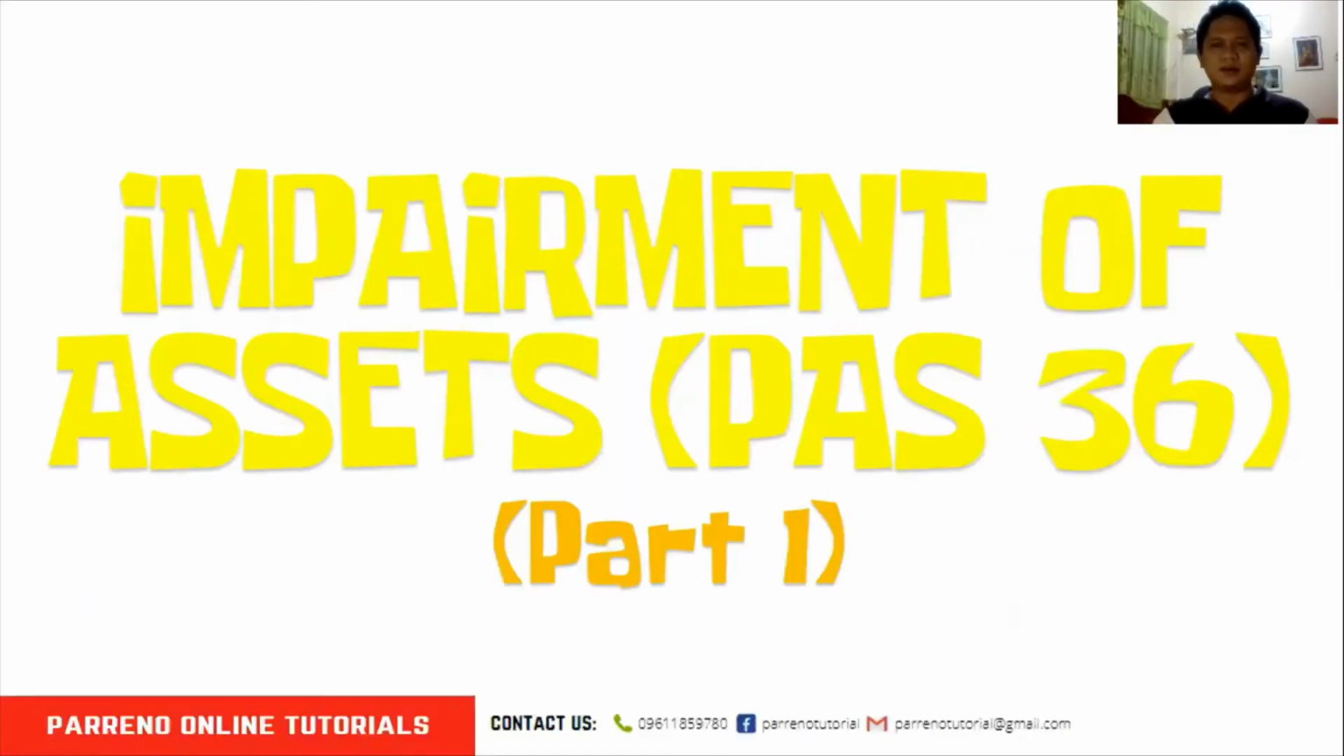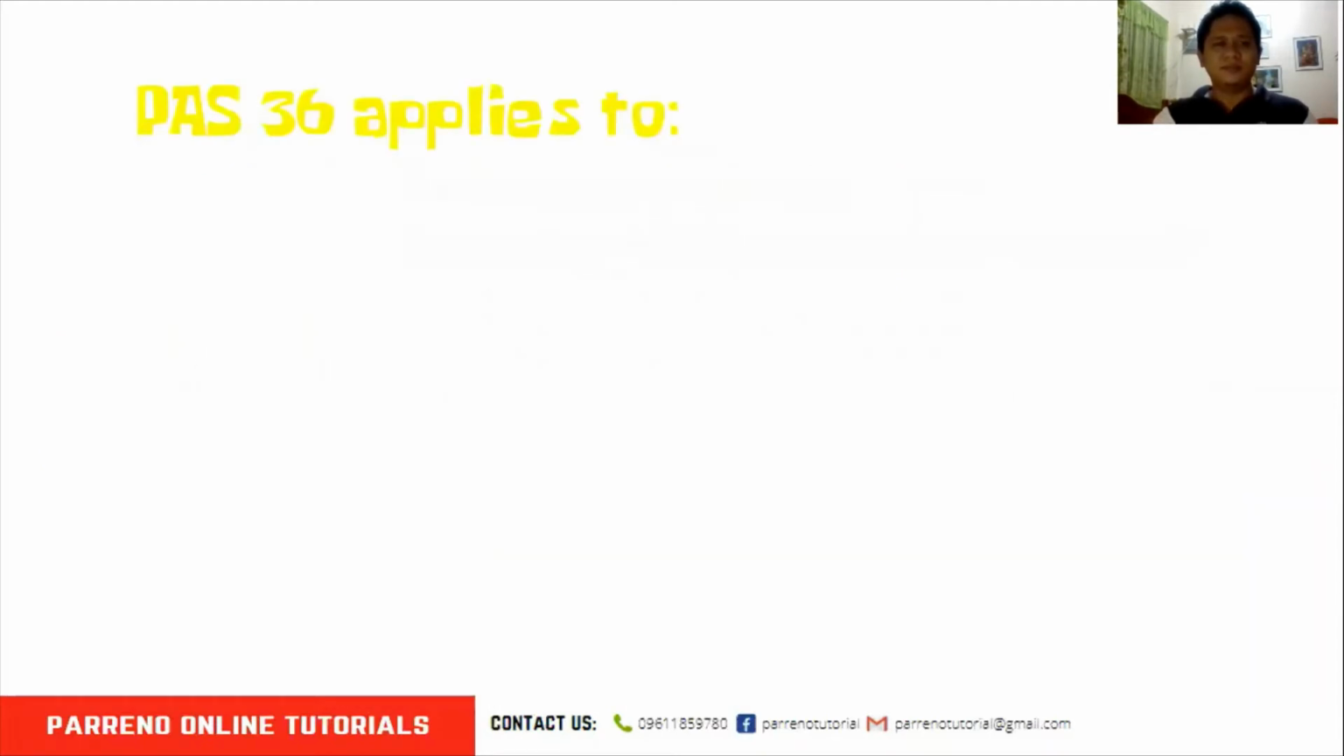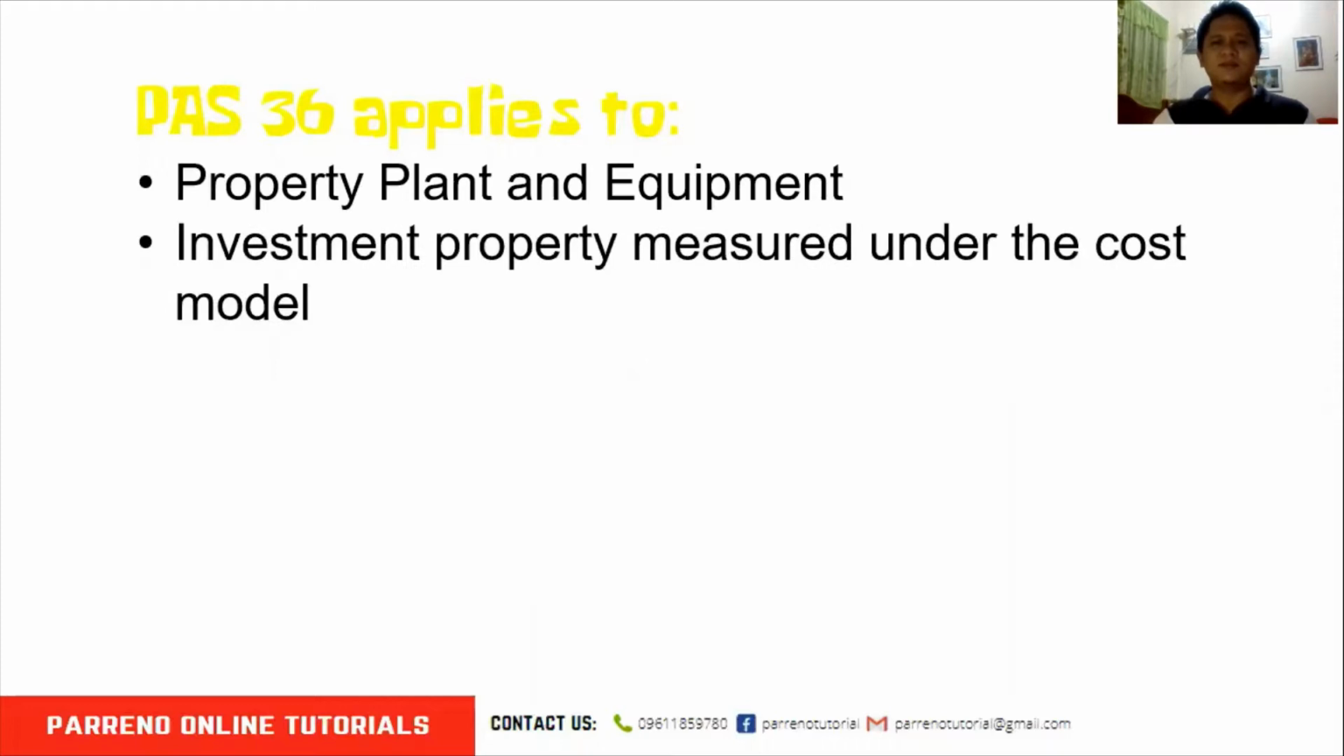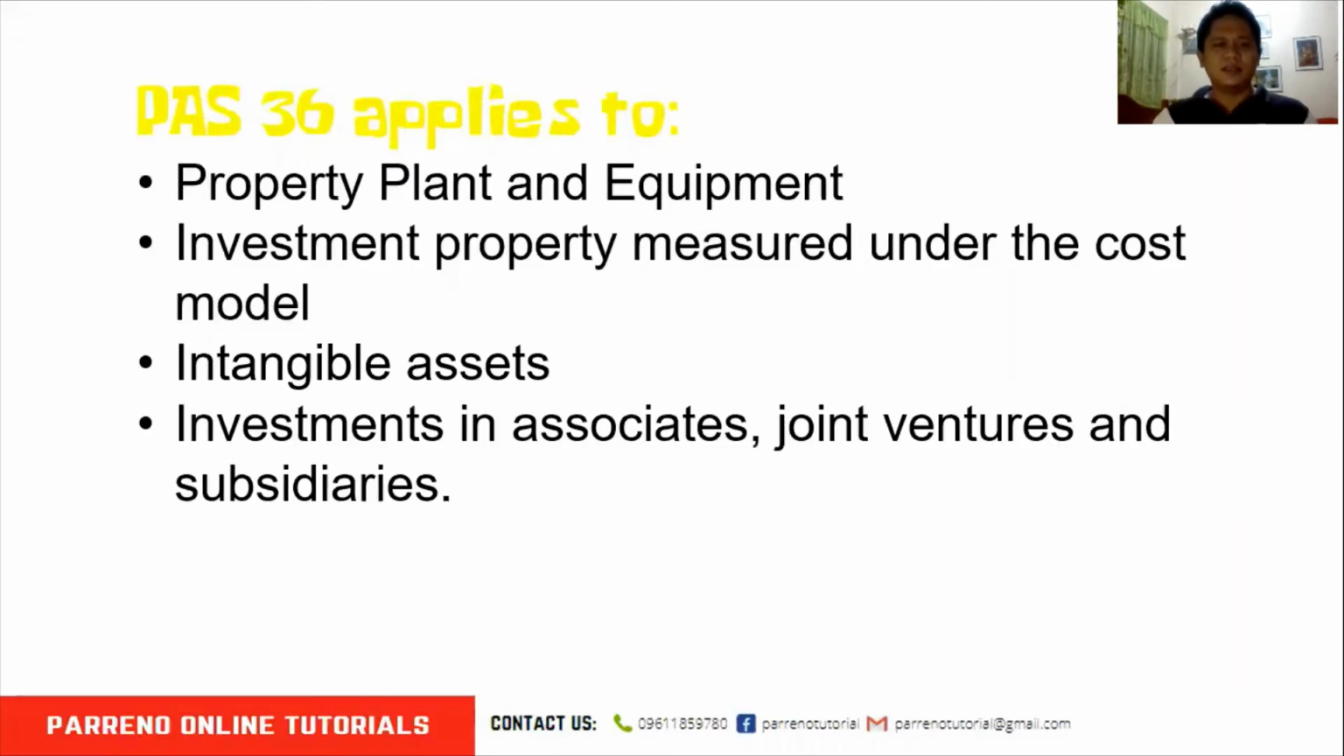Today we'll be discussing impairment of assets. It's under PAS 36, so this is part one of a series of discussions on impairment. Impairment of assets applies to assets such as property, plant, equipment, investment property measured under the cost model, intangible assets, investments in associates, joint ventures, and subsidiaries.